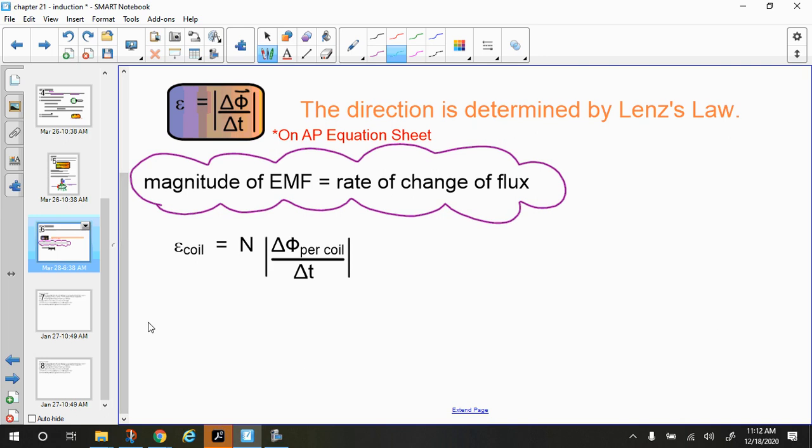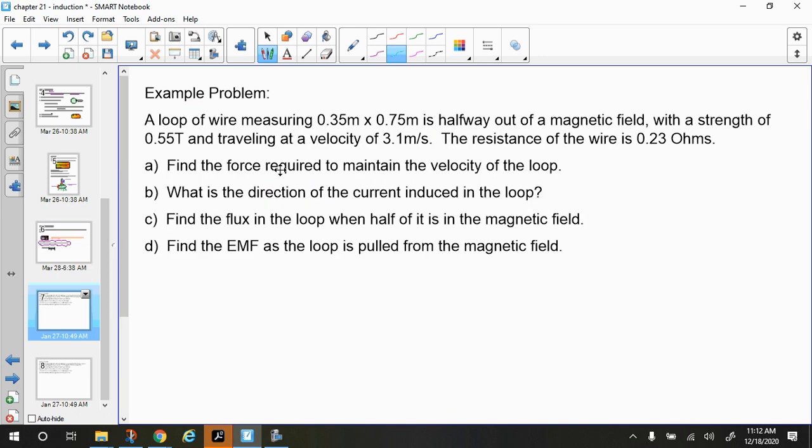So let's do an example problem. Here I have a loop of wire that measures 0.35 meters by 0.75 meters, is halfway out of a magnetic field with the strength of 0.55 T, and is traveling with a velocity of 3.1 meters per second. The resistance of the wire is 0.23 ohms.